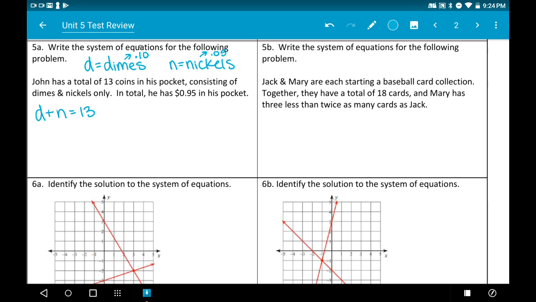So now our second equation, we're going to put how much each dime costs, so that's going to be 0.10 times D for dime. Then plus each nickel costs 5 cents, so 0.05 times N. And then the total that he has is right here, so that will all equal 0.95. And this would be our system of equations.